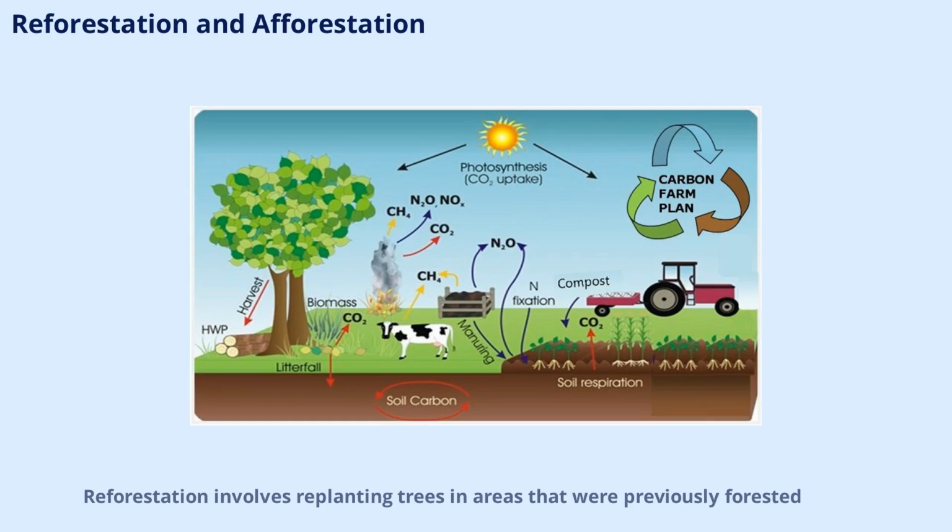Reforestation involves replanting trees in areas that were previously forested, while afforestation means planting trees in areas that never had forests before. Both strategies increase biomass and enhance carbon uptake. These efforts are especially important on marginal lands such as old crop fields or pastures, where new forests can thrive and store significant amounts of carbon.